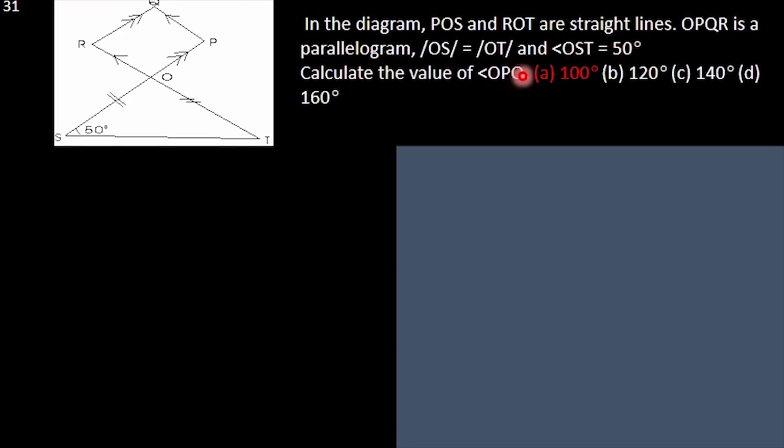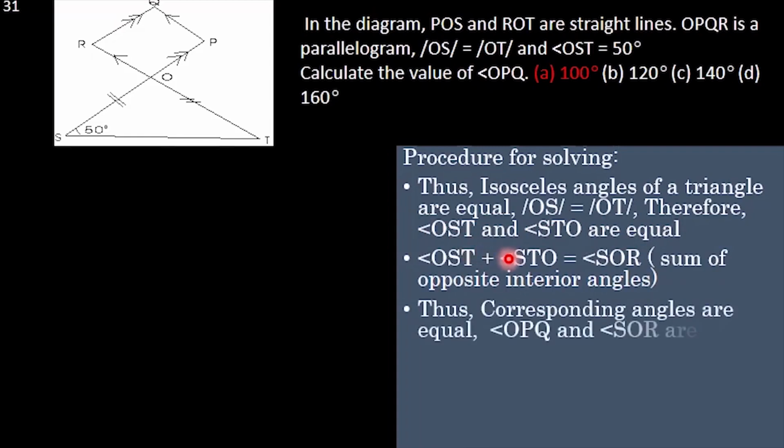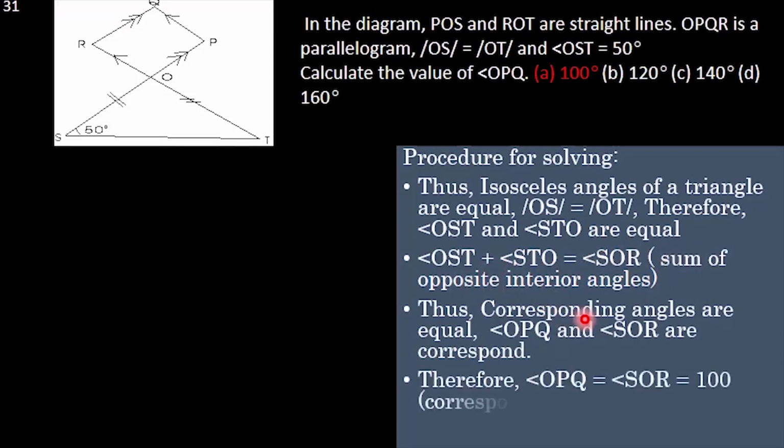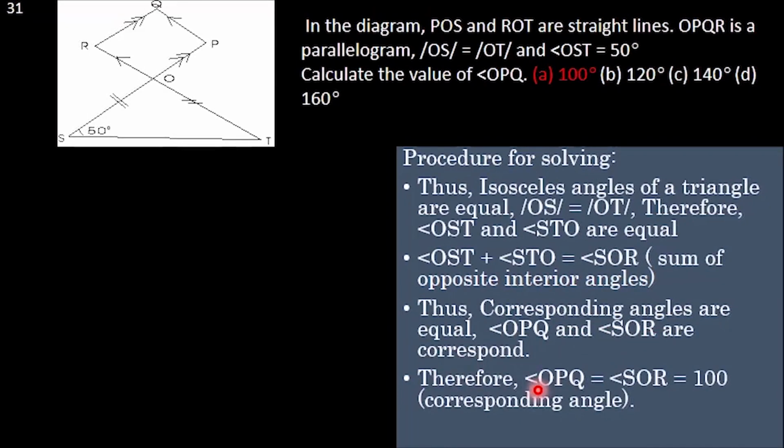The procedure for solving this: the base angles of an isosceles triangle are equal. Line OS is equal to line OT. Therefore, angle OST and angle STO are equal. Angle OST plus angle STO is equal to angle SOR. That is the sum of opposite interior angles. Corresponding angles are equal. Angle OPQ and angle SOR are corresponding. Therefore, angle OPQ is equal to angle SOR, which equals 100 degrees.